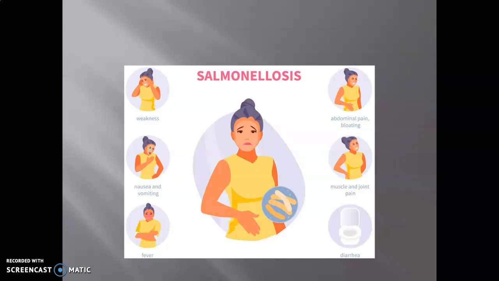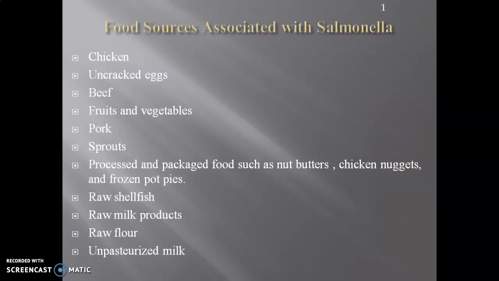Here comes the symptoms of salmonellosis: weakness, nausea and vomiting, fever, abdominal pain, bloating in the stomach, muscle and joint pain, and diarrhea as well. Now, what are the food sources from where this salmonella comes?